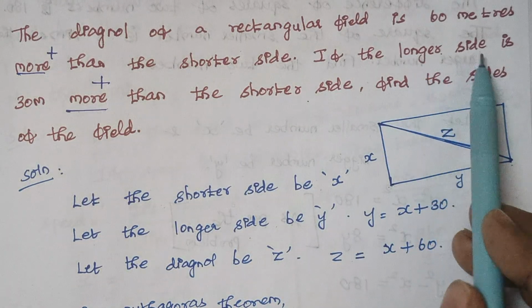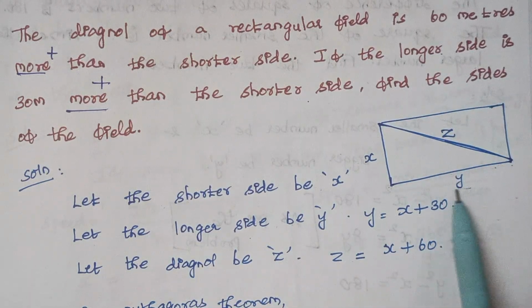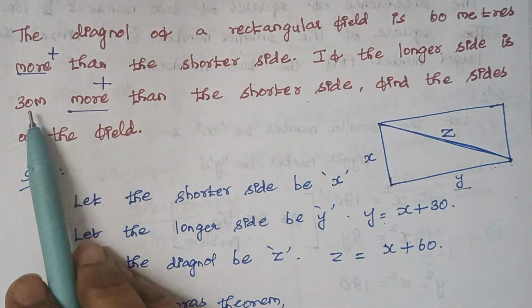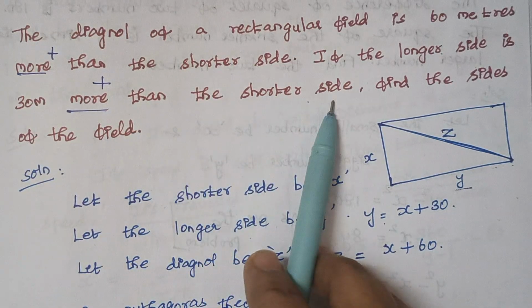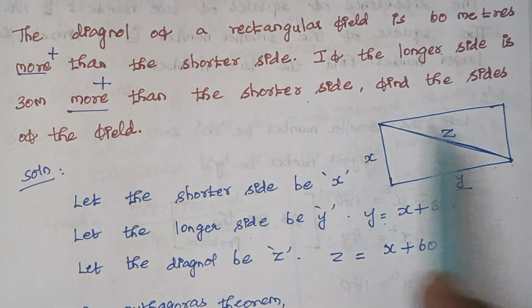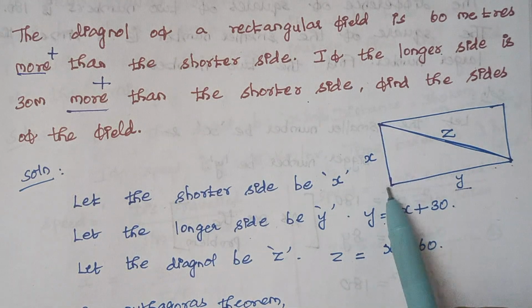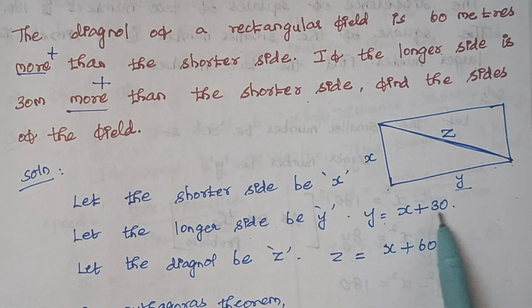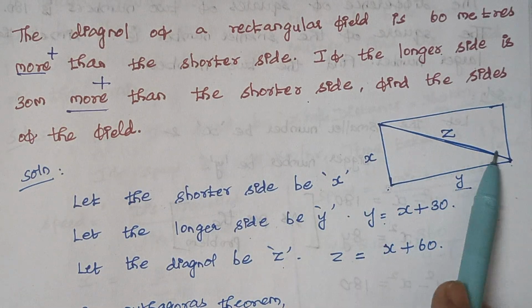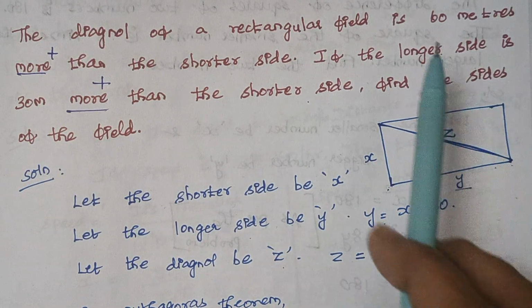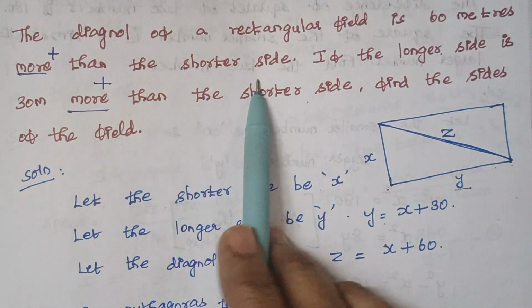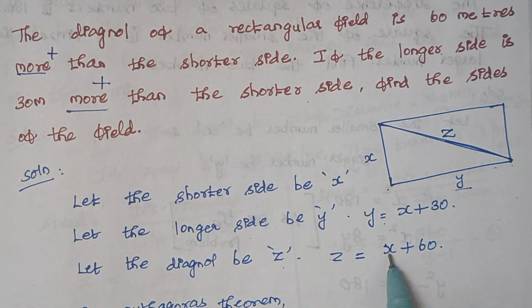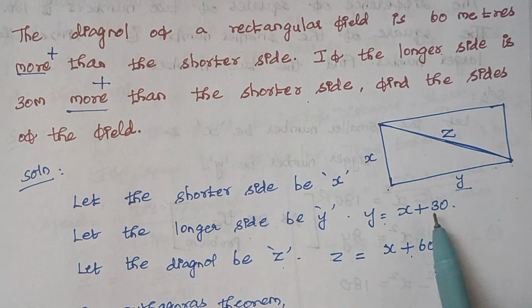So here the longer side is, what is the longer side? Longer side is y. So y is equal to 30 meter more than the shorter side. So 30 plus, what is your shorter side? Your shorter side is x. So y is given by 30 plus x. The next one is diagonal. So here the diagonal value is z and this value is 60 meter more than the shorter side. So z equals x plus 60 because x is your shorter side. So first write the relationship between the given things, right?